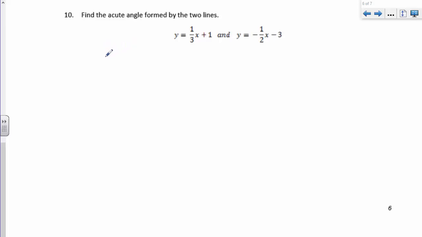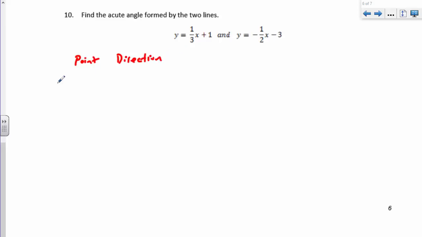Okay, so we have number 10, find the acute angle formed by two lines. There are two lines and they make an angle, so we're going to figure out what that is. I'm going to use vectors to do this. I'm going to create vector equations for both lines. All I really need for this is a point and a direction, for both.